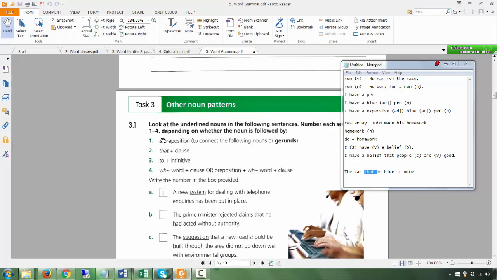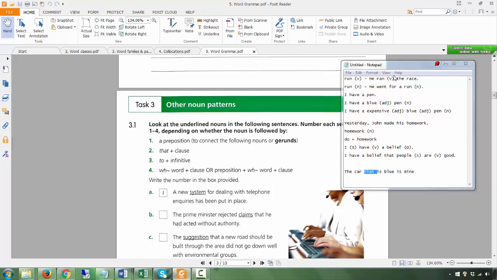Here you have 4 different patterns. All this means after a noun, there could be different patterns. It could be a that plus clause, which we just went through. It could be a to plus infinitive, meaning base verb. It could be a preposition, and after a preposition comes a noun or a verb-ing. Gerund is a verb-ing. Or it could be a WH word.